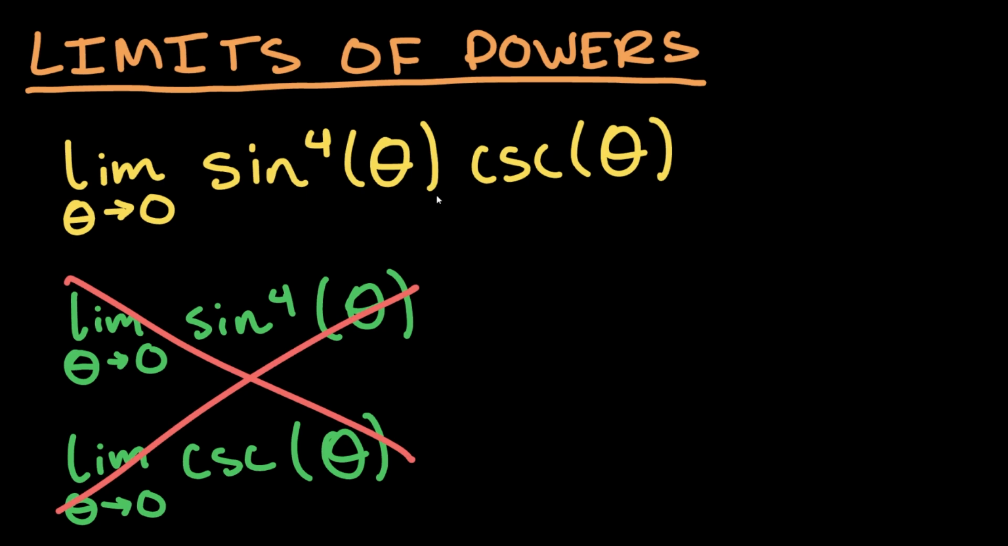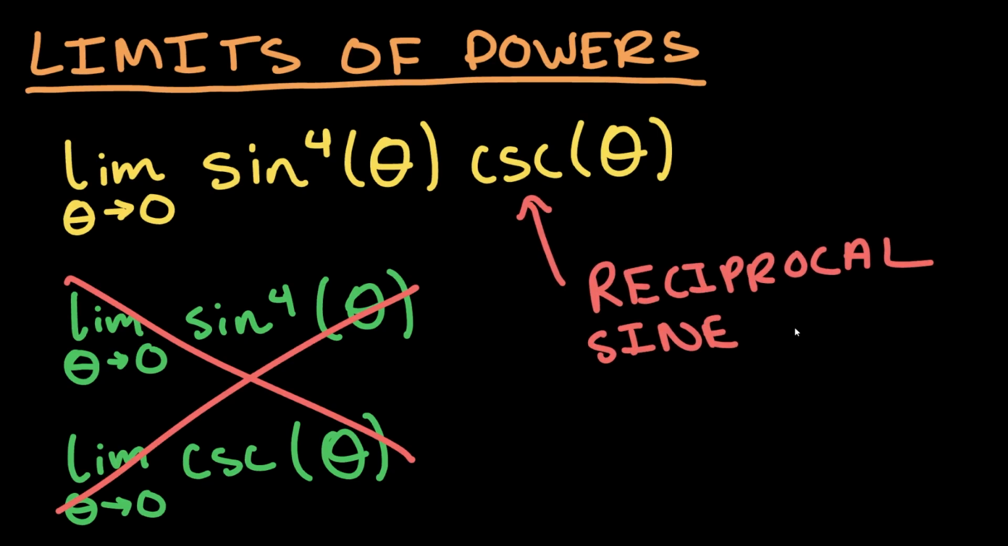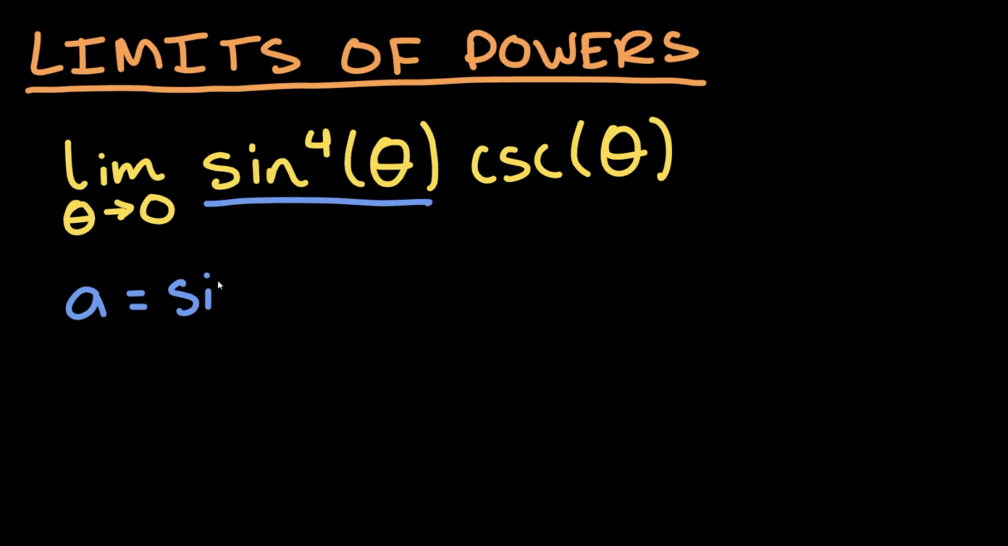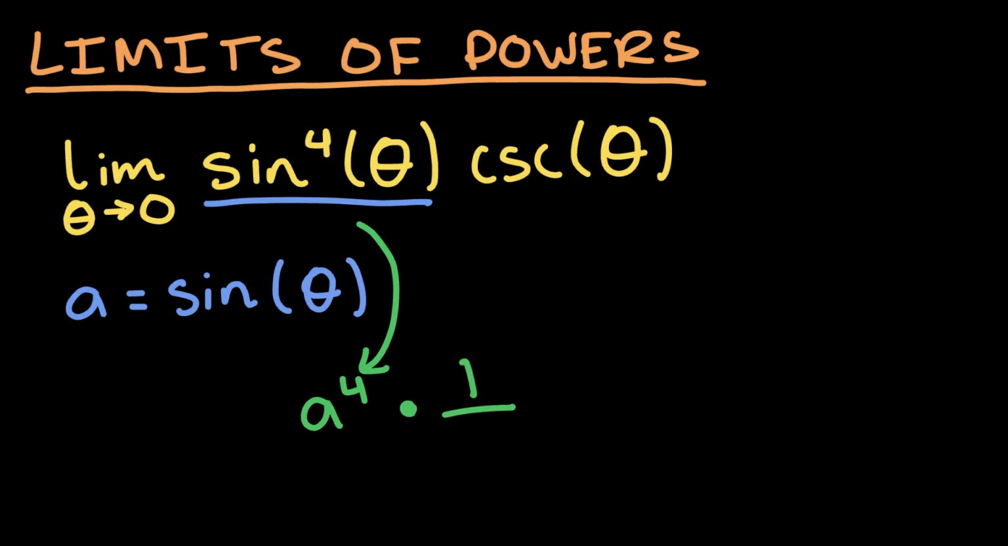Well, we're multiplying sine to the 4th by cosecant. What is special about cosecant? Well, cosecant is the reciprocal sine function. Meaning cosecant equals 1 over sine. Maybe if we redefined sine theta as a, then that would basically be the same thing as saying a to the 4th times 1 over a. Now looking at this is a lot easier to do.